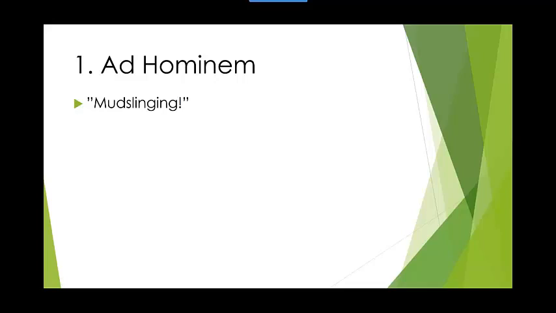So, the first one is probably the most common, and it's ad hominem, which is really just a fancy way of saying mudslinging. The definition of ad hominem is that it is an insult. And it's an insult based on things like a person's appearance, for example, or background of any form, just any kind of background. Maybe it's an insult based on their character, etc.